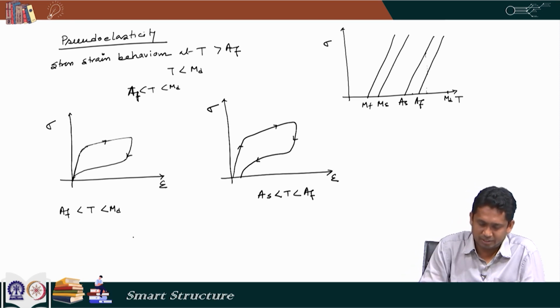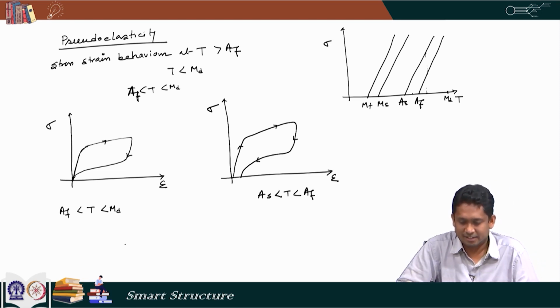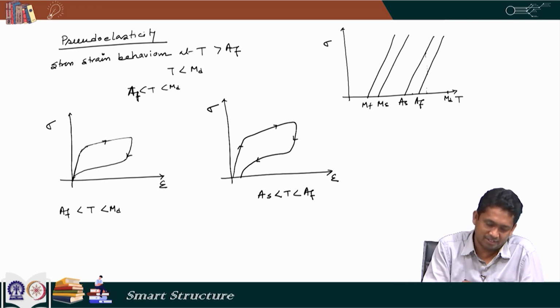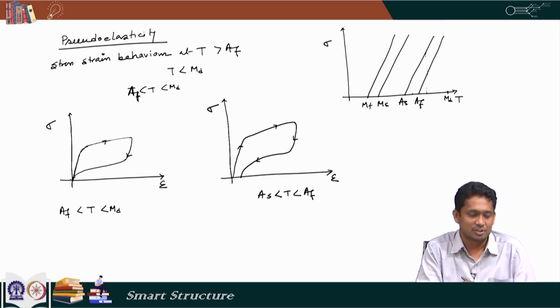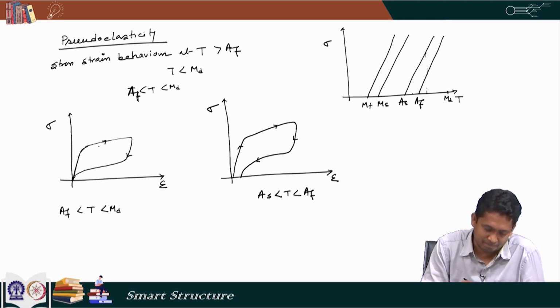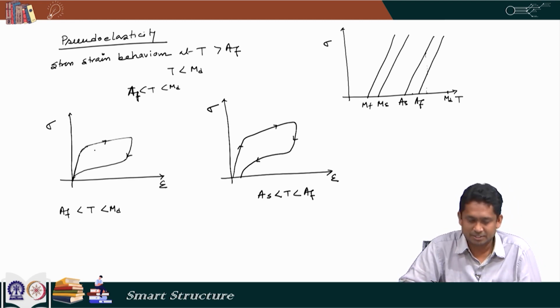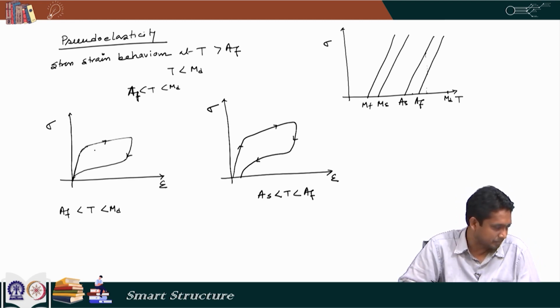Now, this phenomenon is called pseudo elasticity, and it is also known as super elasticity. Here we can see that in the stress-strain diagram there is a hysteresis, which is associated with dissipation of energy. And again it is elastic because it is coming back to where it started. So, this makes it ideal for use as a damper or in any energy dissipation applications.